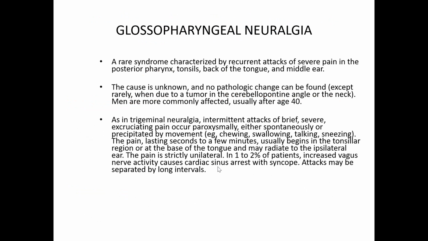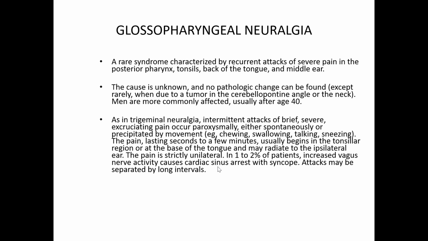Glossopharyngeal neuralgia, like trigeminal neuralgia, is a rare syndrome. It is characterized by recurrent attacks of severe pain in the posterior pharynx, tonsils, back of the tongue, and middle ear. Cause is unknown, and sometimes tumor at the CP angle rarely can be found. Usually, again, men are more commonly affected, and in later age of middle age to old age patients can be found.